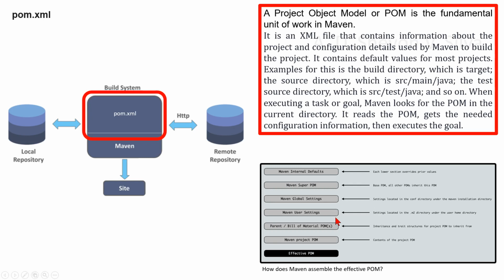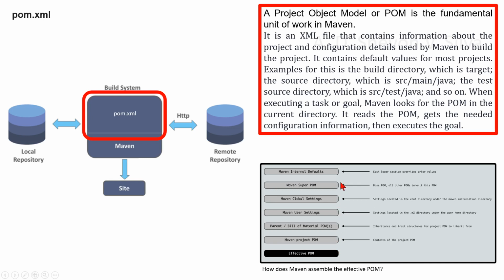as their name suggests, inclined towards the hosting environment and overriding any settings for Maven. The parent, bill of materials, and project POMs are where Maven instructions can be customized. Default values from the layers above are utilized if no customization is made.